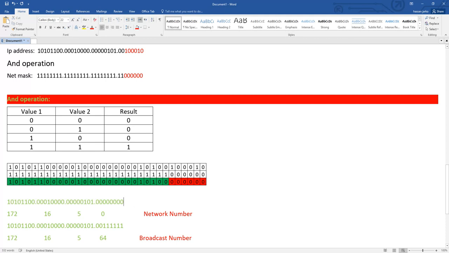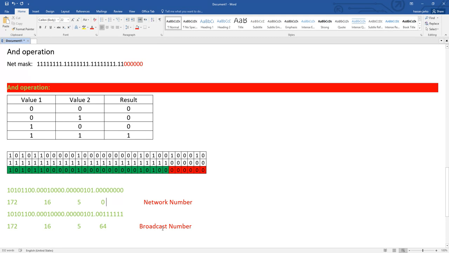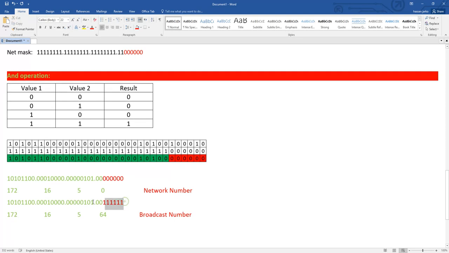Okay, we write it in binary and then immediately we convert it to decimal. So this is our network number, 172.16.5.0. Very easy, piece of cake. Okay, and then in order to get the broadcast number, the only thing we need to do is switch those last 6 zeros. See, I will highlight them with red. We will switch them to ones. Here we go. Okay, and we will get the value in decimal notation as well. So it's very clear, 172.16.5.64. As simple as that.